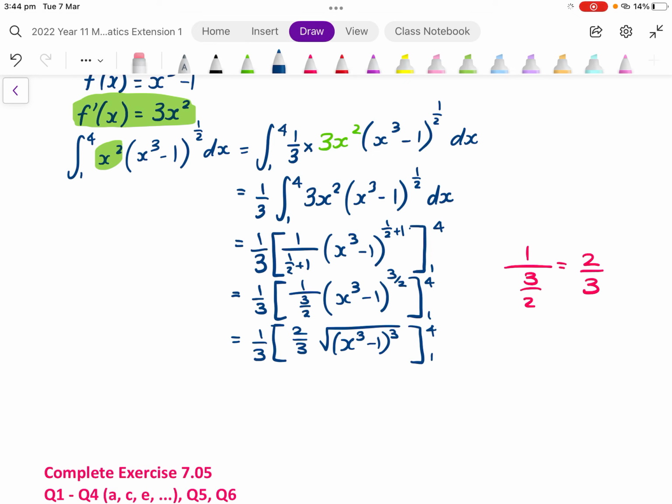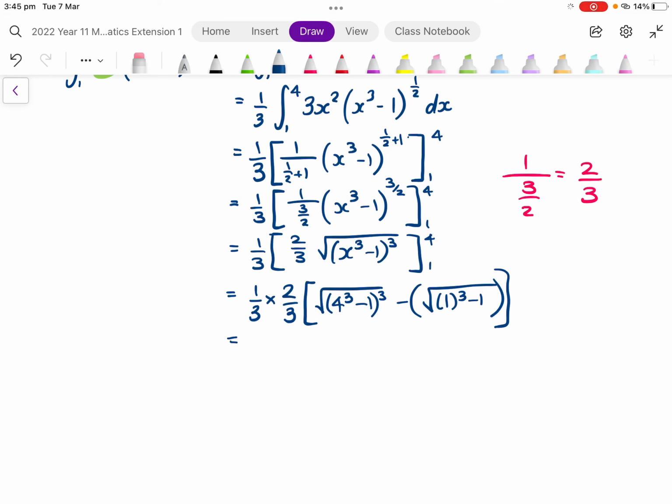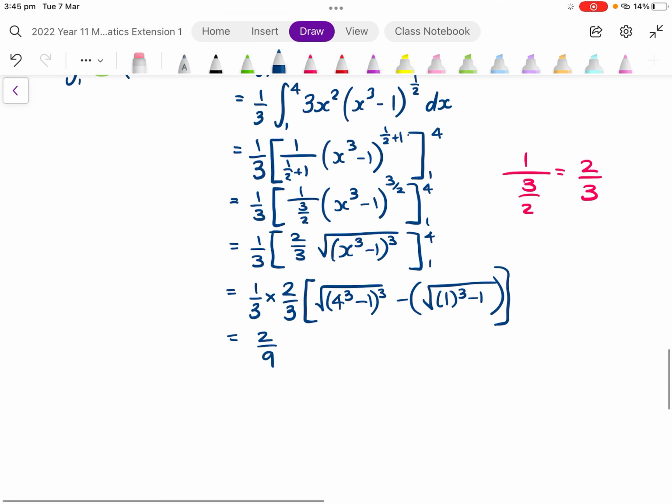And now it is time to substitute in our values. So we can do that. We will have this equal to a third, and we can also bring our 2/3 out the front of our brackets and then substitute, because the 2/3 won't affect our values being substituted in. So we have the square root of (4 cubed minus 1) all cubed, minus the square root of (1 cubed minus 1) all cubed. So a third times 2/3 is 2 on 9 out the front.